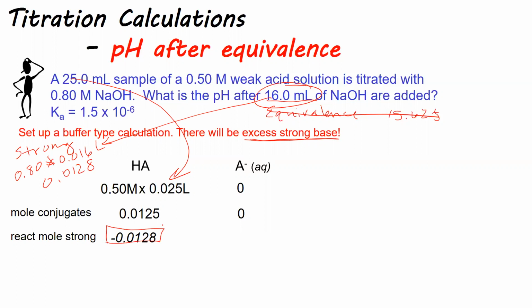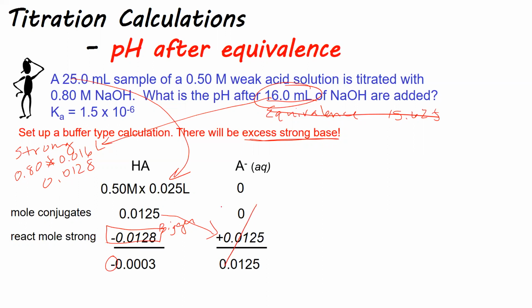And you see that this number is bigger. So I can't really even do that subtraction correctly. I can't make that much conjugate because I don't have that much weak acid. I can convert all of the weak acid to conjugate base, but you're going to find that that doesn't really even matter. When I do this subtraction, I get a negative value. That should be a big clue that something is different here.